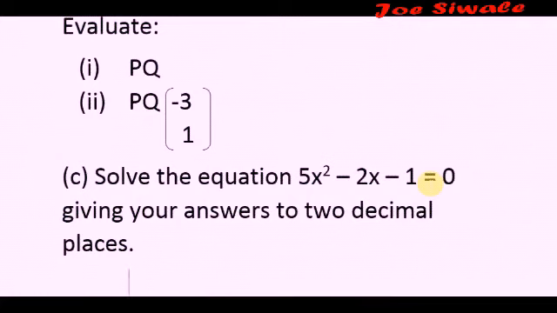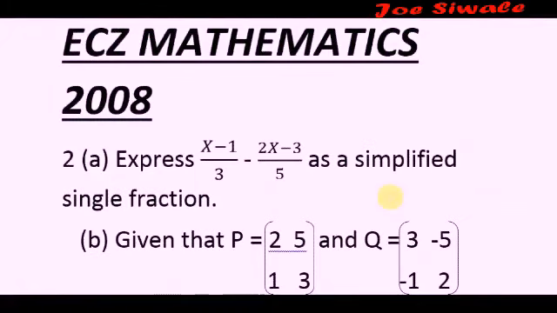the first question PQ, the second question PQ multiplied by the matrix −3, 1, and the last question says solve the equation 5x² − 2x − 1 = 0, giving your answers to 2 decimal places. So starting with question 2a, which says (x − 1)/3 − (2x − 3)/5 as a simplified single fraction.